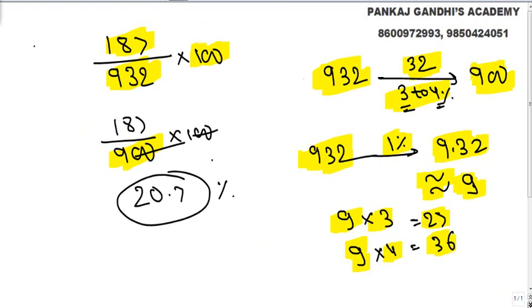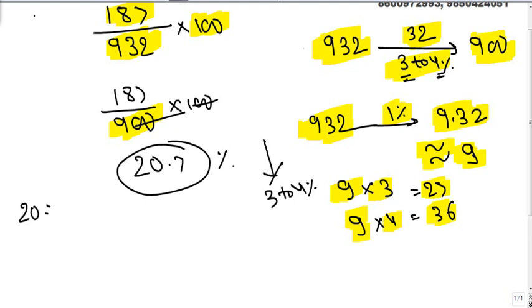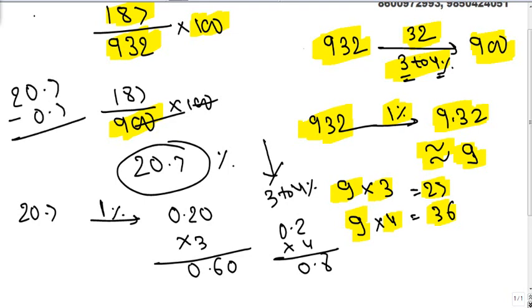If we reduce the denominator and we solve, the answer should also be reduced by the same 3 to 4%. Now, what is 1% of this number? 1% of this number is 0.20. So 3% will be 0.6 and 4% will be 0.8. So in between that we reduce, let's say, by 0.7.